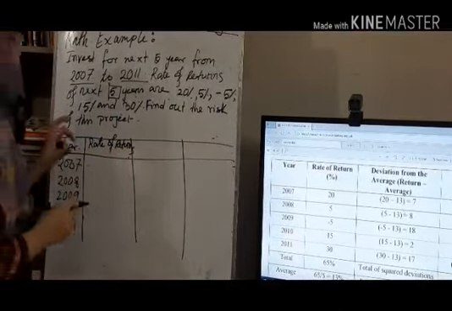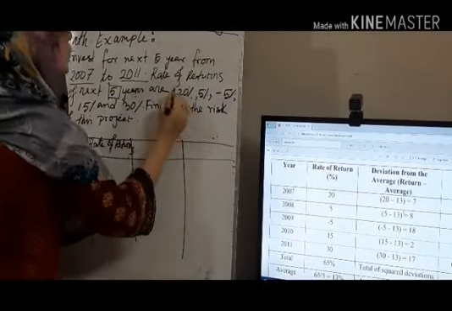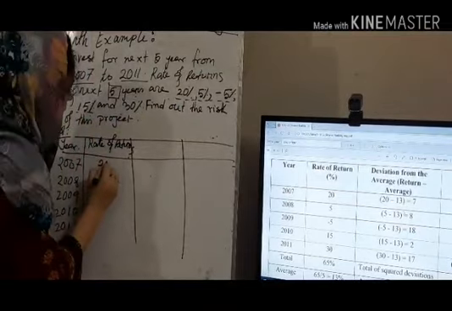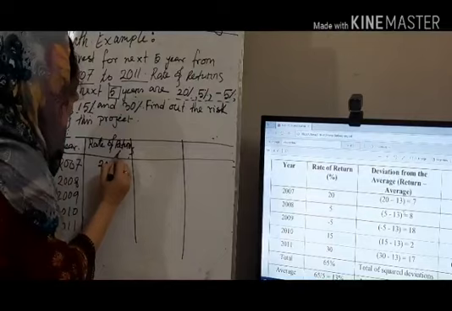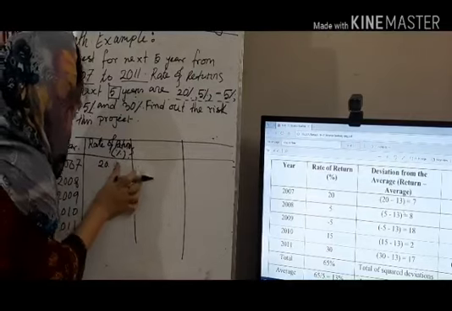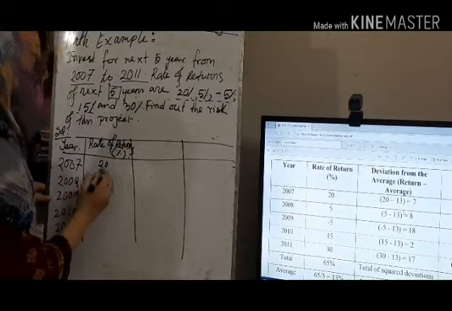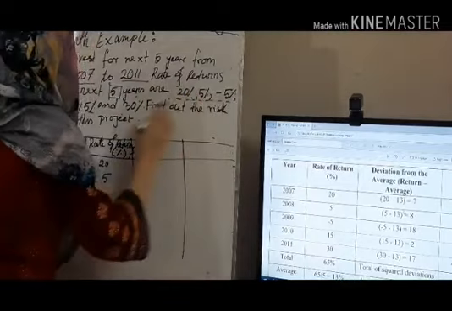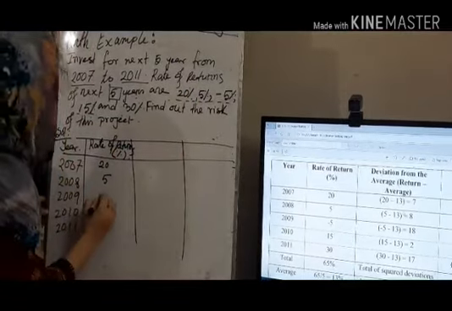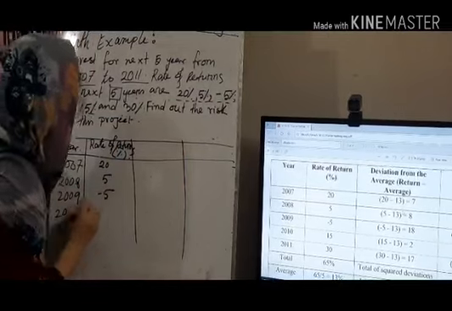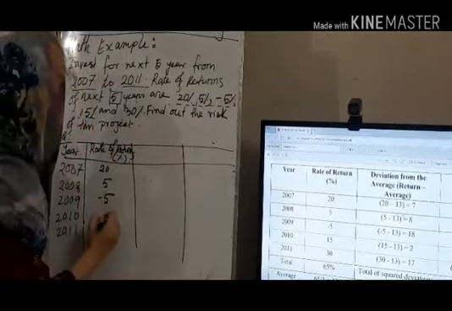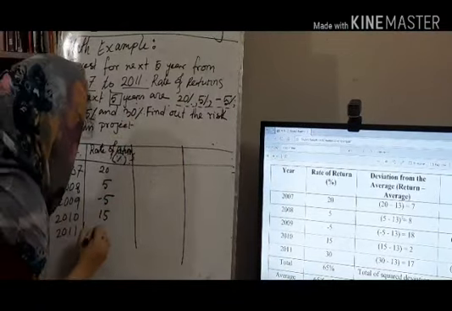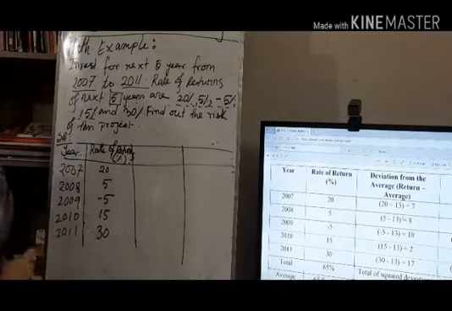Sorry, the space is so minimal. There is the rate of return here. All these are the rate of return. The first one is 20%. We can write the percentage here, so I don't have to write again and again. 20%. 2008 5%, all these respectively. So 2009 minus 5%, 2010 15% and last 30%. All these are the rate of return.